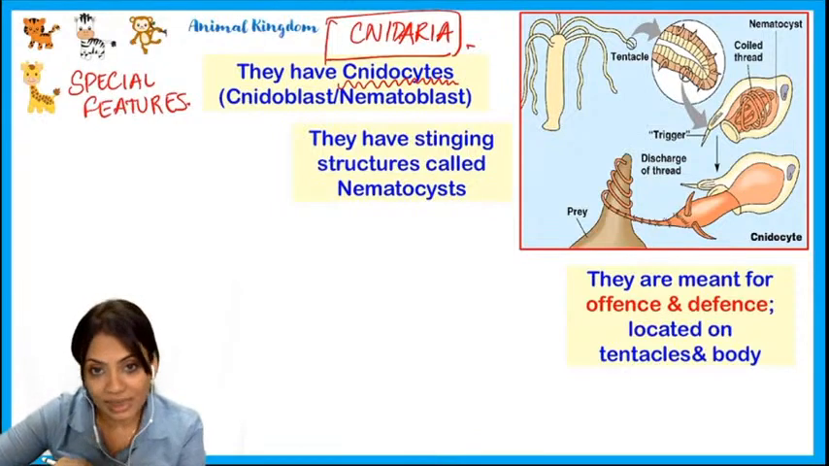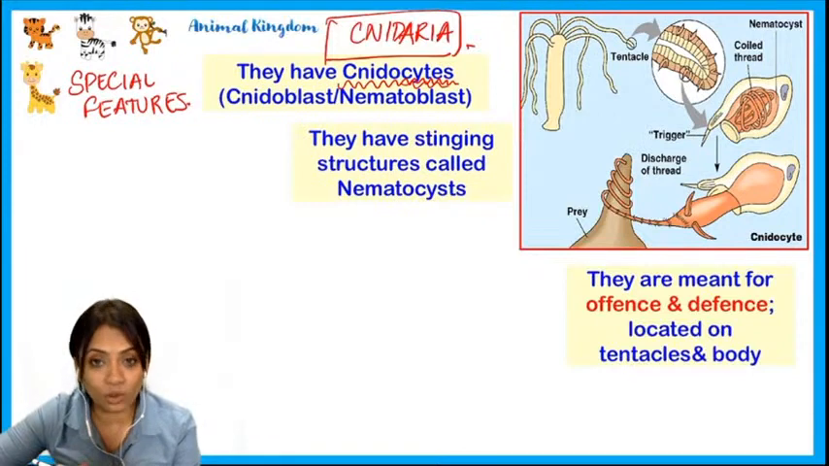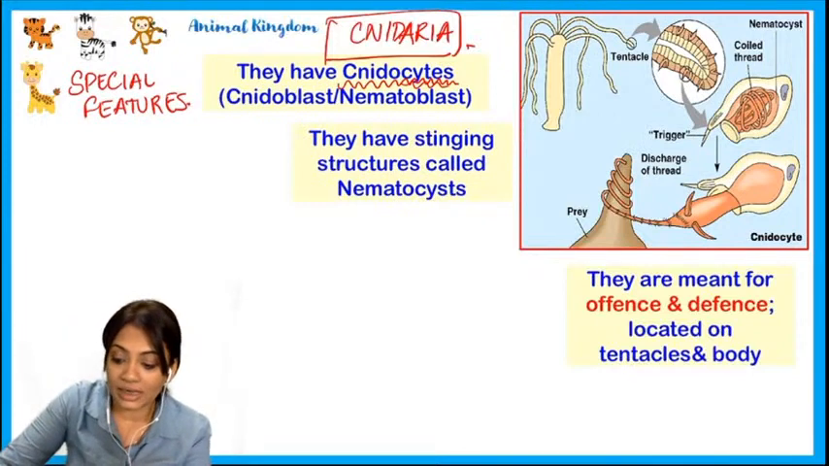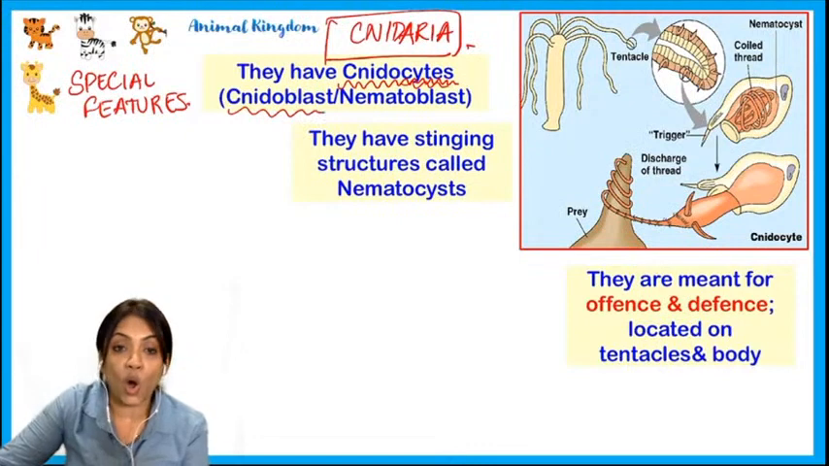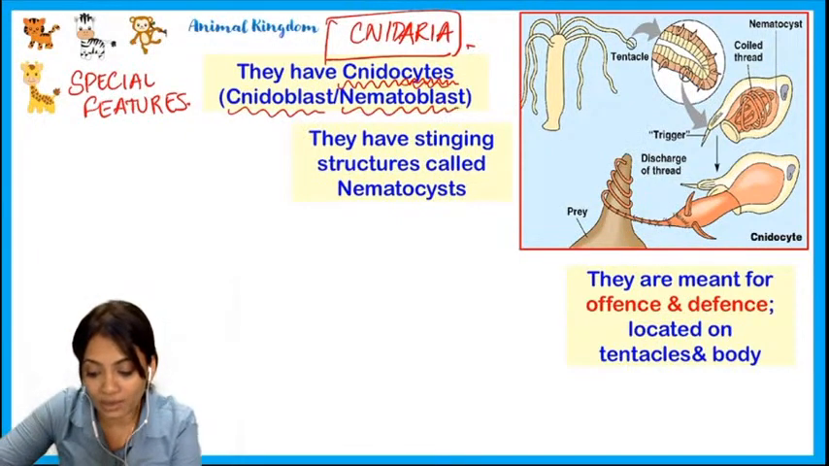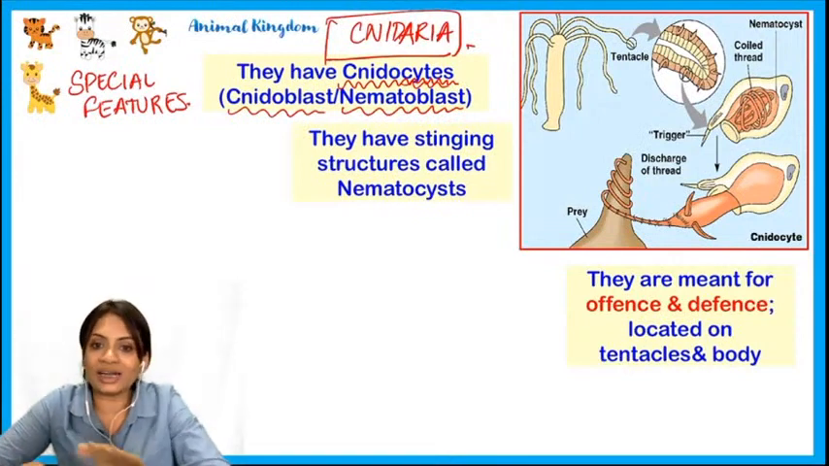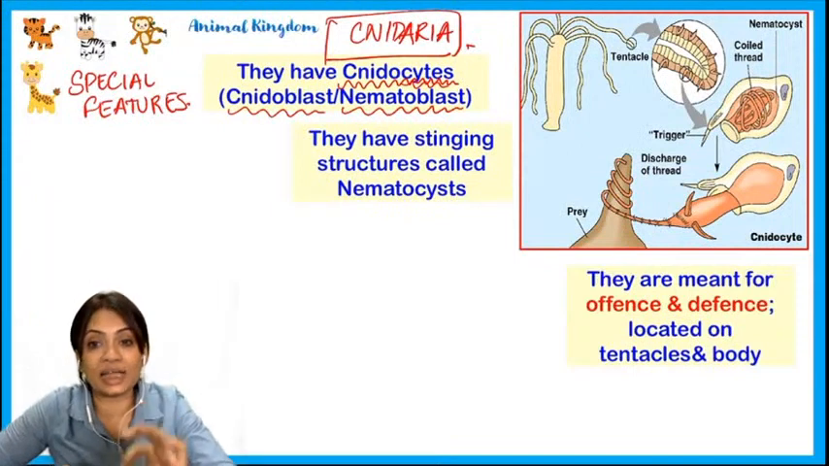Cnidocyte, which means cell. Now these cnidocytes may also be called cnidoblast, or look at a new name, it can also be called nematoblast. So you have either cnidocyte or cnidoblast or nematoblast. This is the name of the cell.